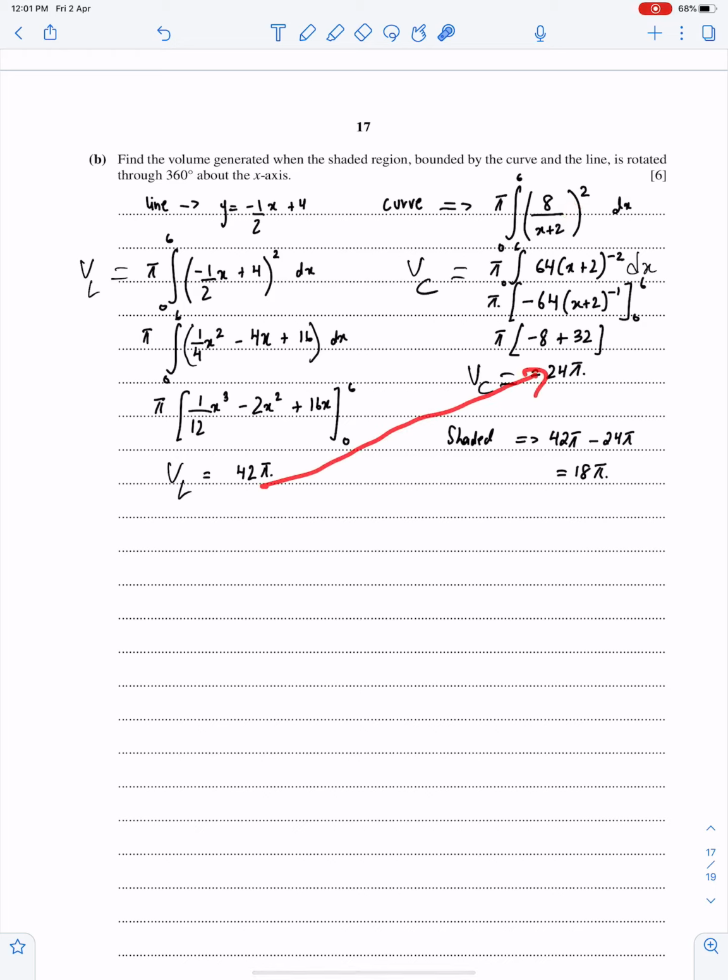Now larger minus smaller. Volume of line minus volume of curve. Give your answer in terms of pi. This is the exact answer.